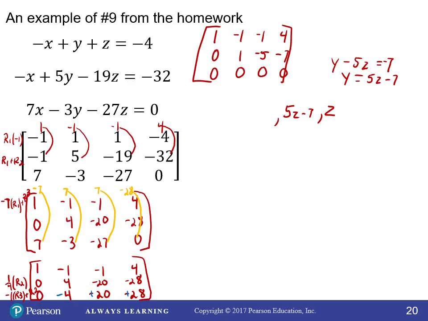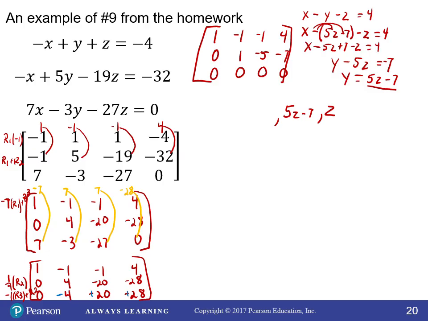Well, I'm going to put back in my letters here. So this would be x minus y minus z equals 4. Well, z is just going to stay. Y we just solved, and it is 5z minus 7, so I'm going to replace that in there. And now I'm going to solve it for x. So I'm going to distribute my negative there and get negative 5z plus 7 minus z. We still have our x in the front equals 4.